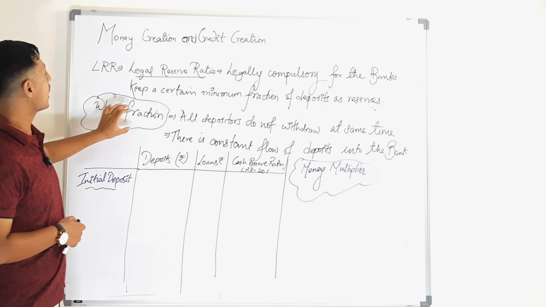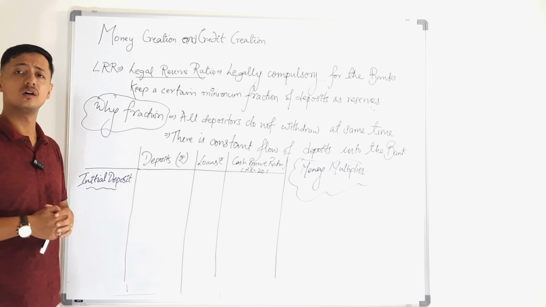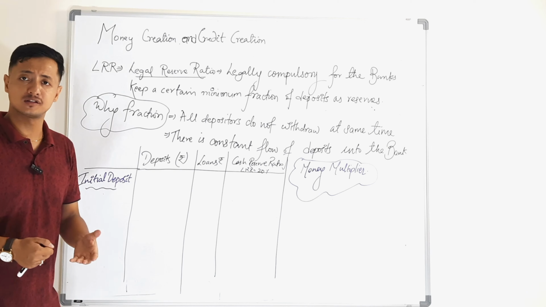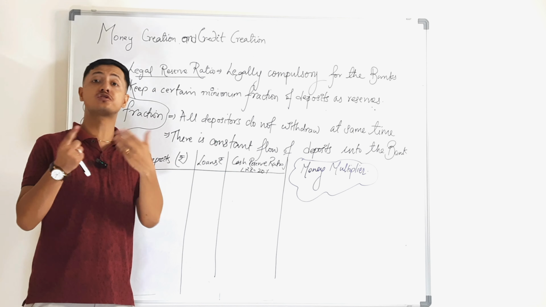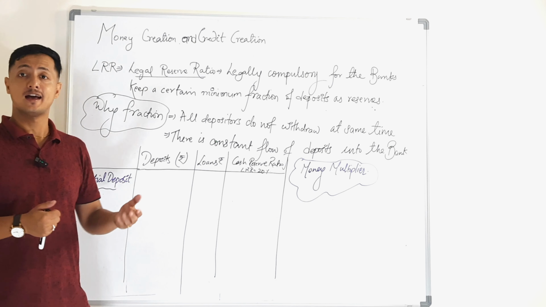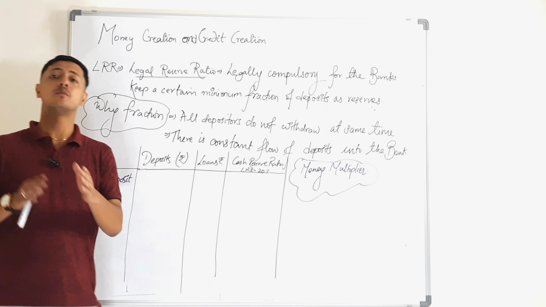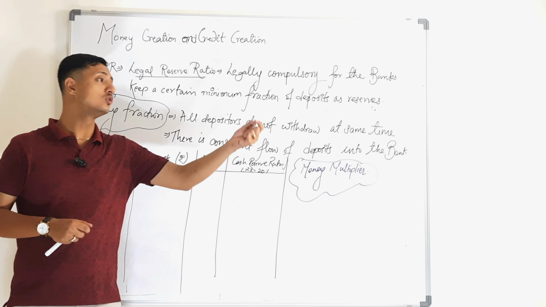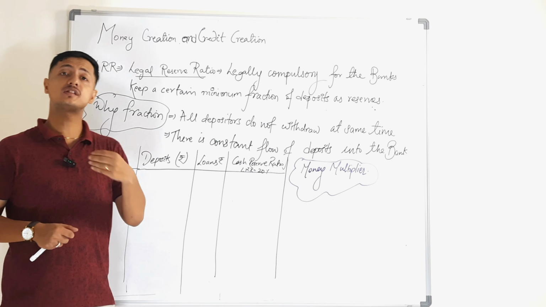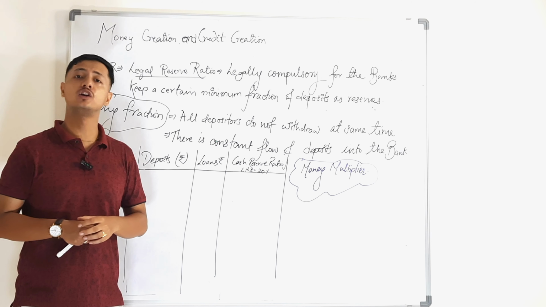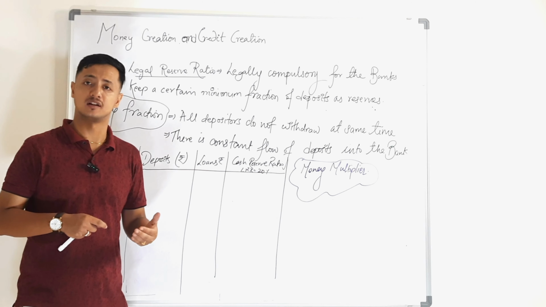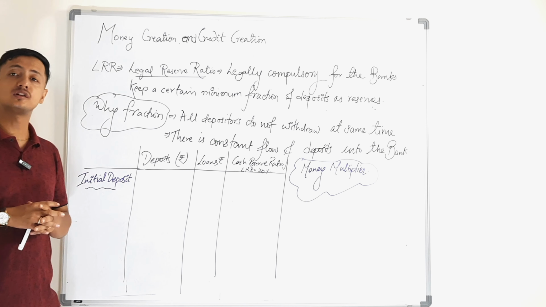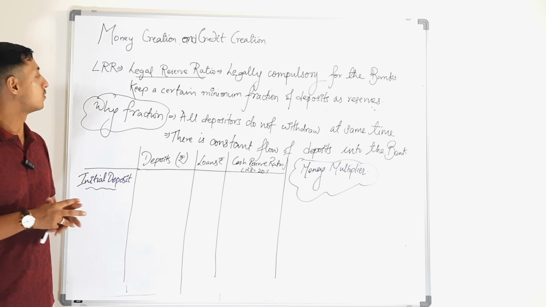Now, why only a fraction of the total deposit is kept as reserves is because through experience, all depositors do not approach the bank to withdraw the money at the same time, right? At the same time, all the depositors will not come to the bank to withdraw the money, and there is a constant flow of deposits into the bank as well simultaneously, right? So that's the reason why only a fraction of the total deposit is kept as reserves, right?